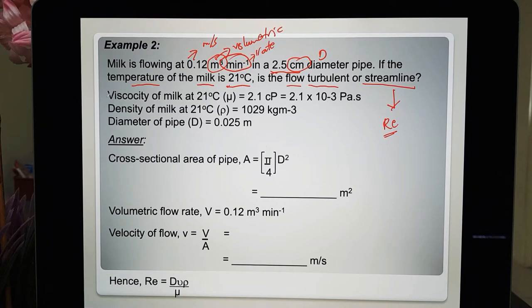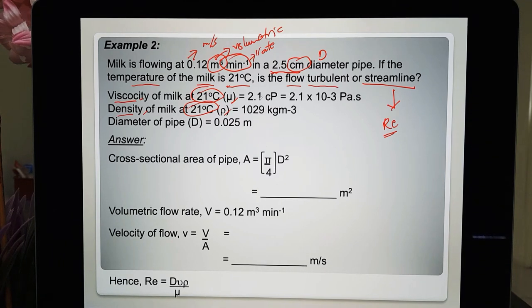Okay, so the information in terms of the viscosity and the density will be given to you. And again, this viscosity and density are the physical properties for the milk. Can you see that the value given is at 21 degrees Celsius? This temperature is just a reference for the physical properties of this milk. So the viscosity and the density have been given.